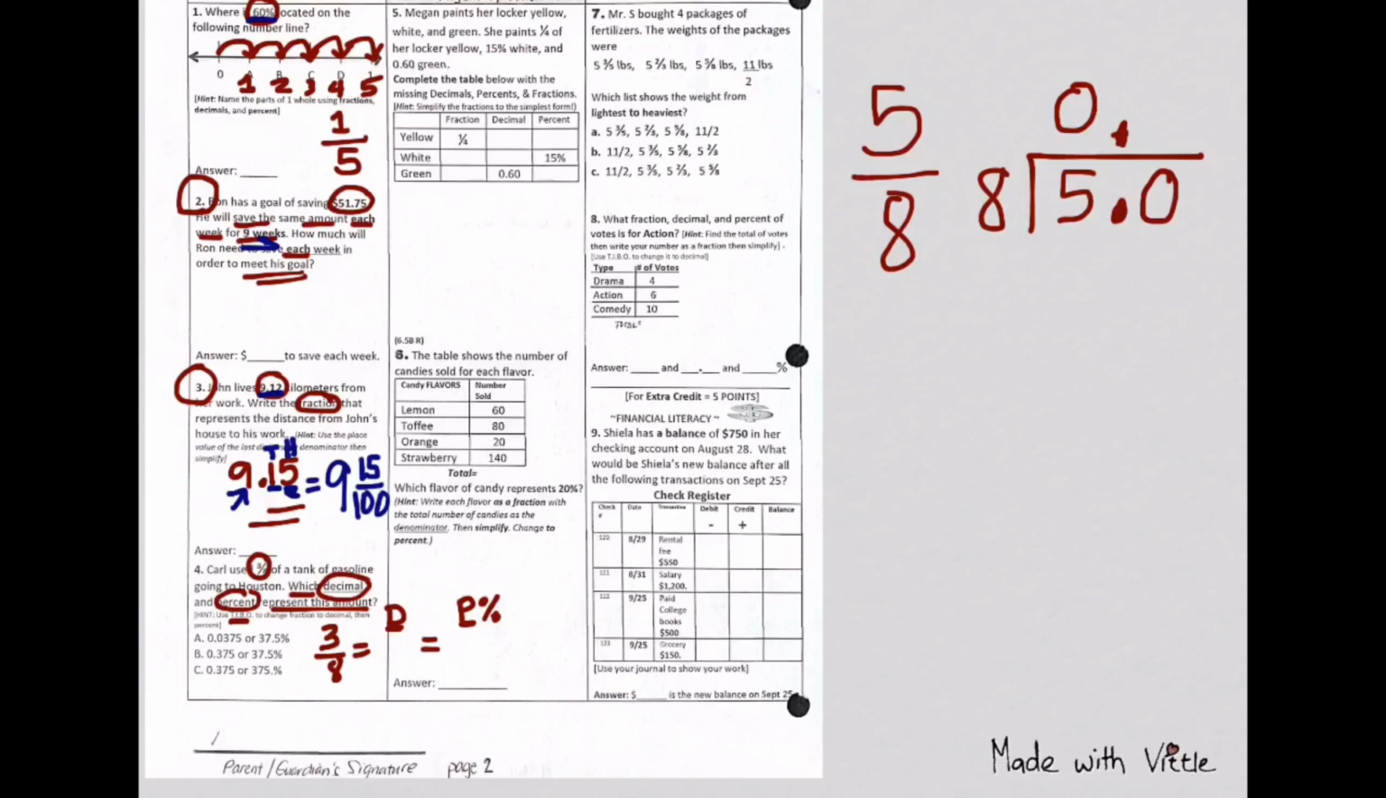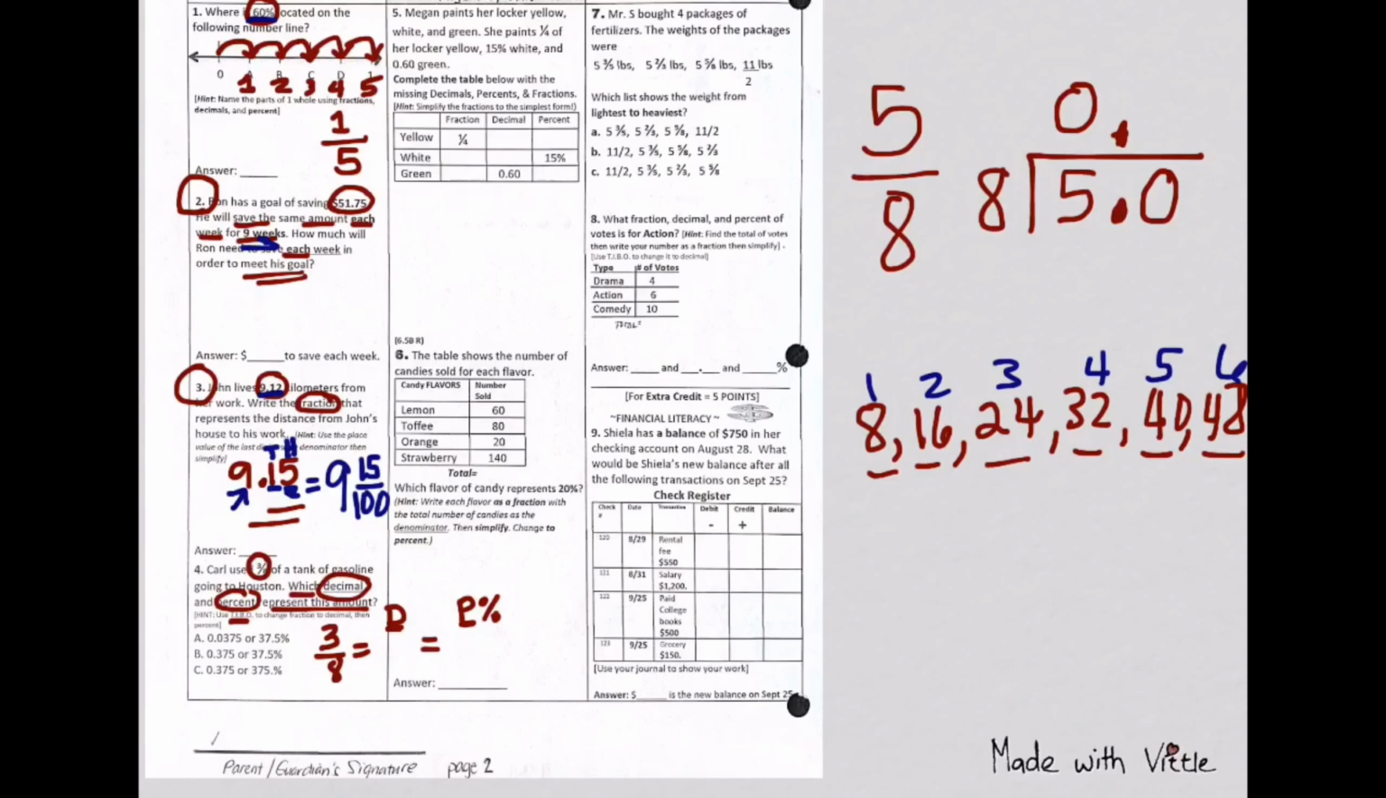50 divided by 8. If you skip count by 8, repeatedly add 8 to itself, you're going to get 8, 16, 24, plus another 8 is 32, plus 8 is 40, plus 8 is 48. And you don't want to go over 50, so we're going to stop at 48. So 50 divided by 8 is 6 times, okay? So that's going to be on the tens.